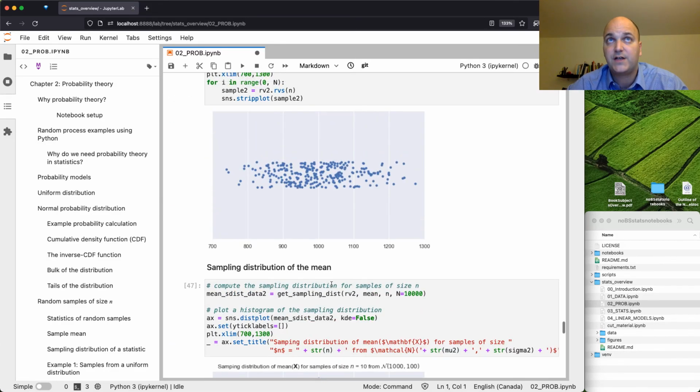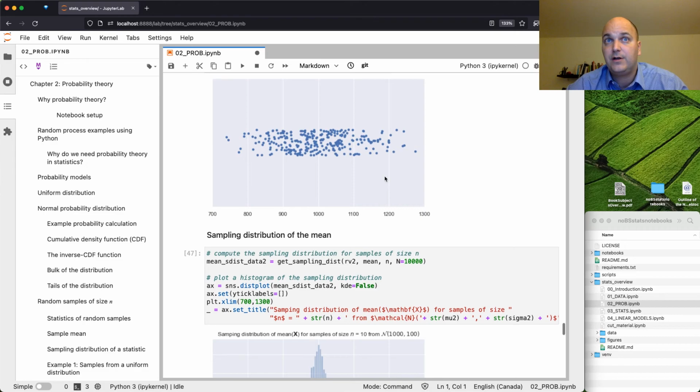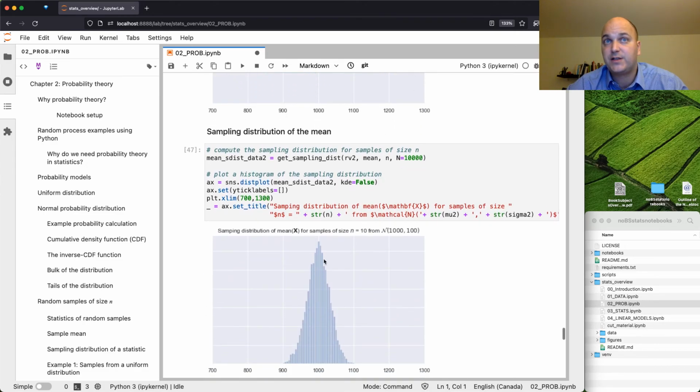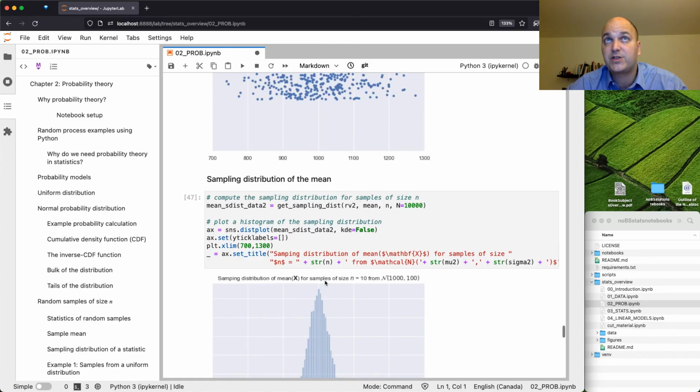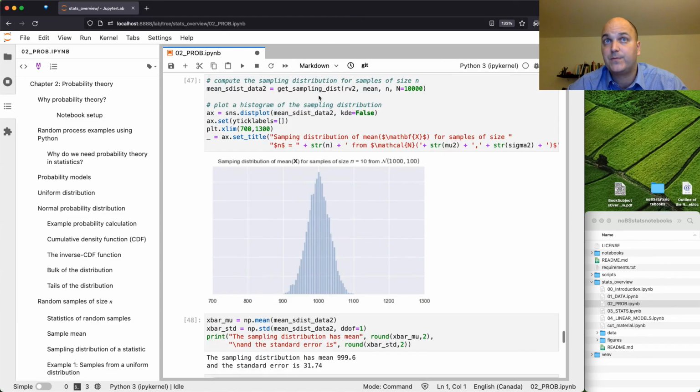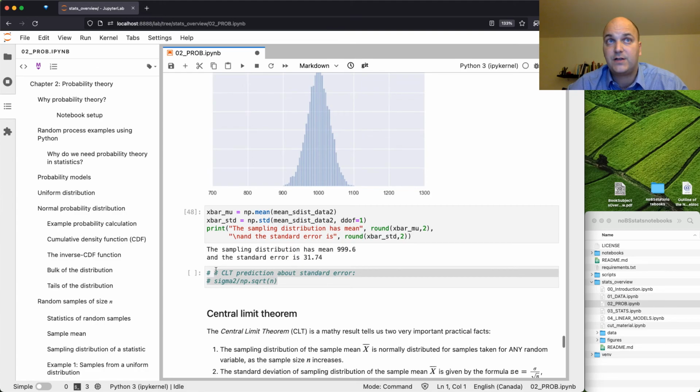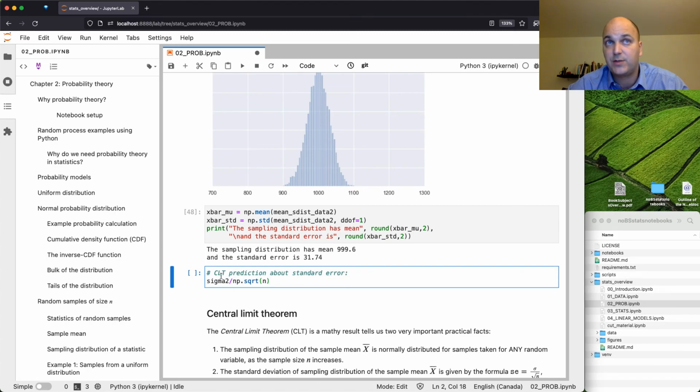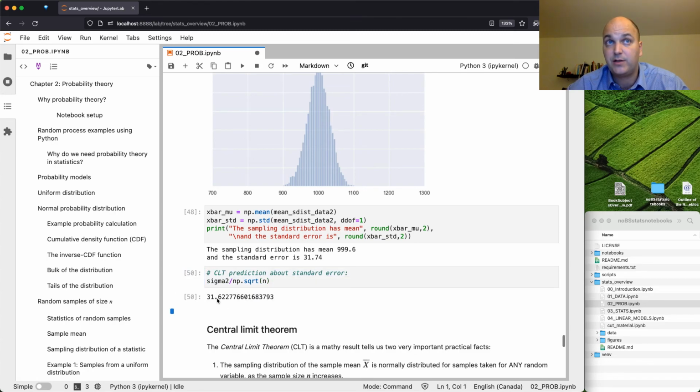And the second, for the normal, the sampling distribution of the mean is also normal, with width much tighter than the original variable. The width was 31, and the central limit theorem predicts that width will be 31.6. Well, not quite, but pretty accurate for an approximate result.